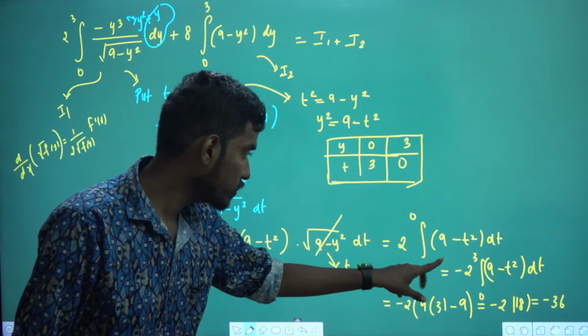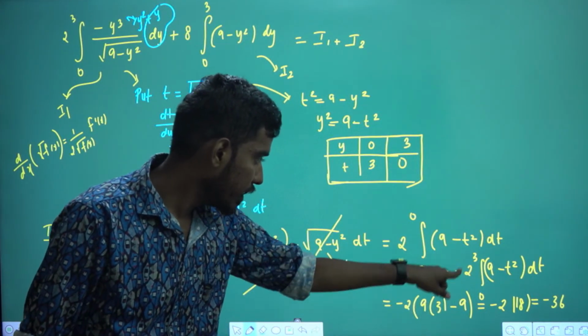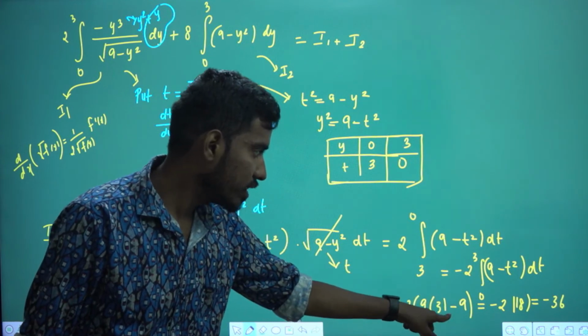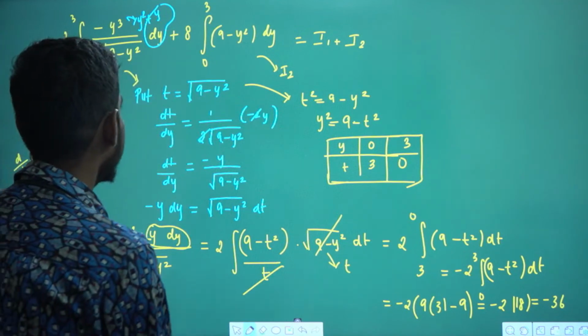So minus 2 times 0 to 3, 9 minus t square. So 9t, so 9 into 3 minus t cube by 3. So 3 cube by 3, 27 by 3, which is 9. So that's your I1 value.